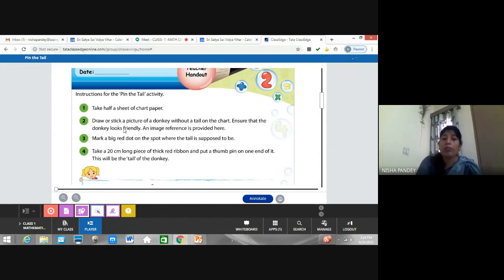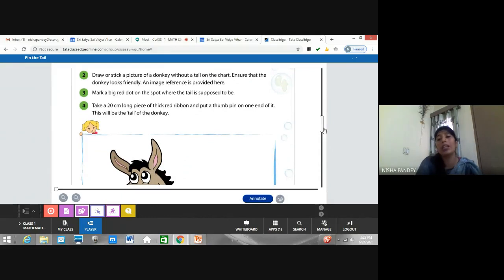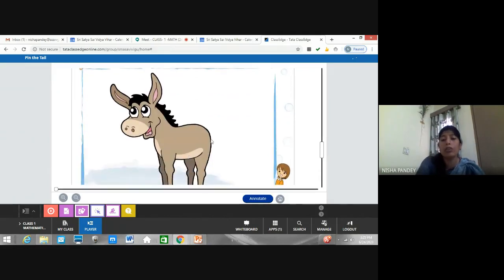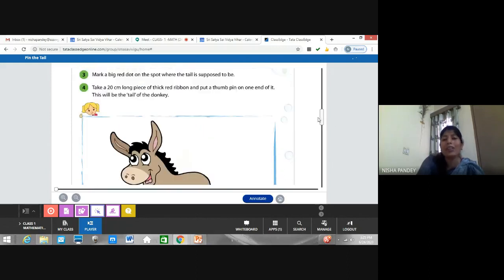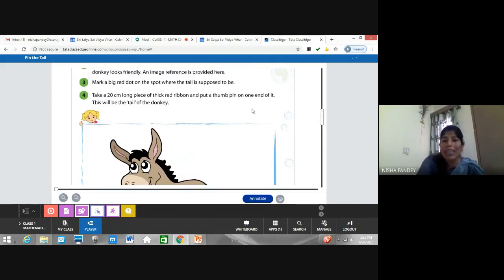Okay, then what you have to do? You have to mark a red big dot. You have to mark a big red dot on the spot where the tail is supposed to be. जहाँ आप tail बनाना चाहते हो donkey की, वहाँ पे what you have to do? You have to put a big red mark and what you have to pin now. The important thing is pinning.